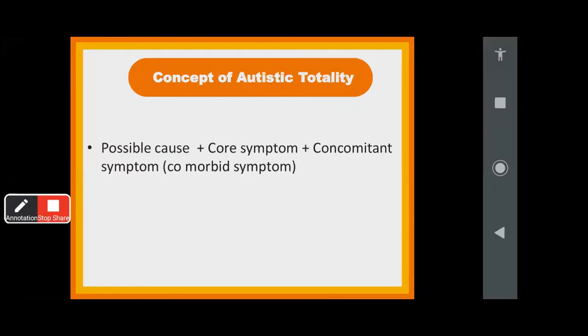This cause is visible to us as symptoms. That's what is learned in Organon. The second is we look at what the core symptoms of autism are in that case. Okay, the core symptoms I explained earlier, the three triads.